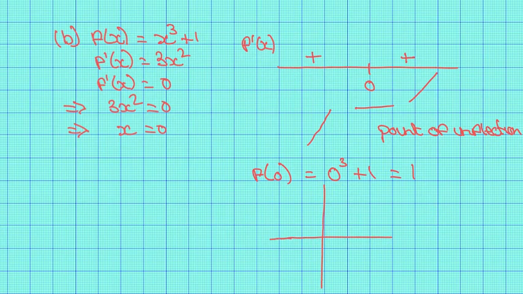We know we have a stationary inflection point there, so it goes positive, inflection point, positive. So that is our graph of f of x equals x cubed plus 1.